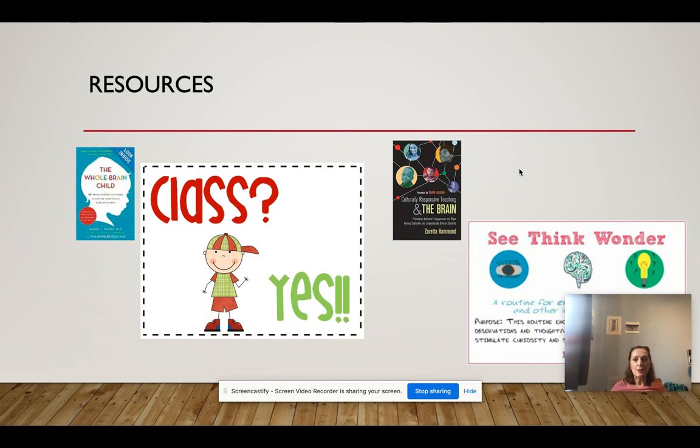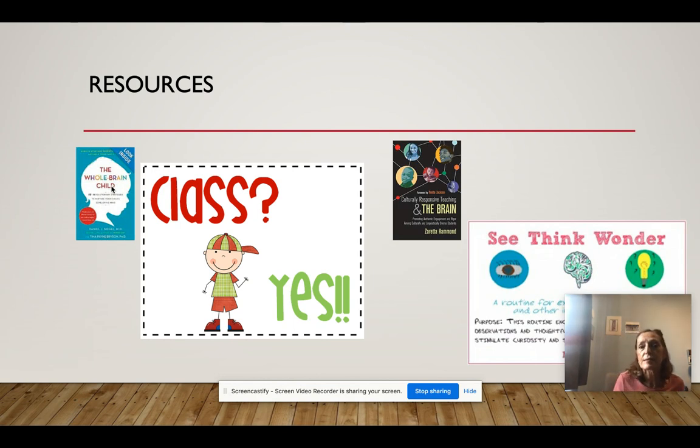Some resources for you. Daniel Siegel writes about the whole brain, and this is The Whole Brain Child. He also has a workbook, the Whole Brain Child Workbook, which is really great. I really love this book, but it's really good for parents especially, so I didn't put that up here. This is just a little poster around the class, and this is from this book, Whole Brain Teaching for Challenging Kids. It's written by Chris Biffle.